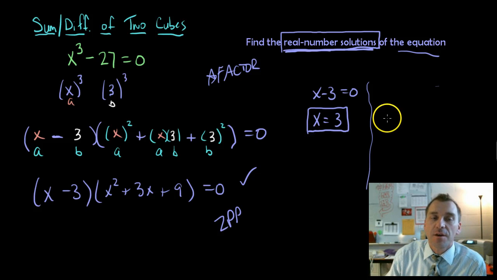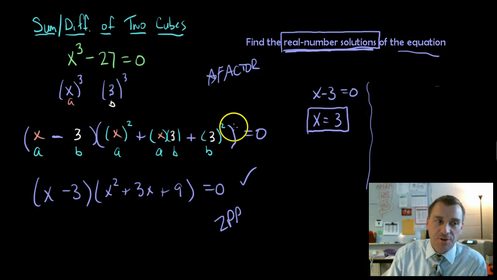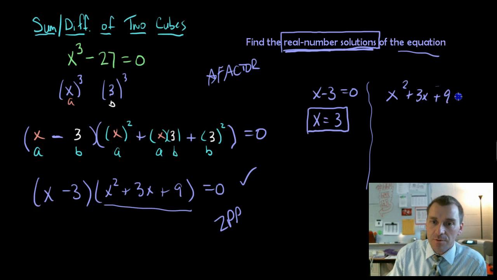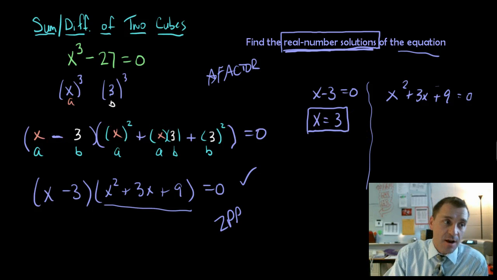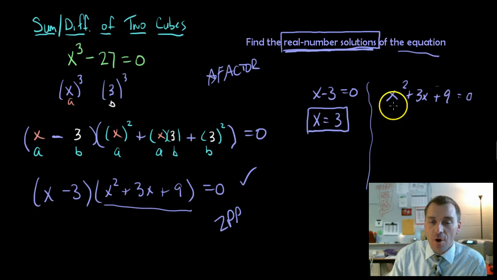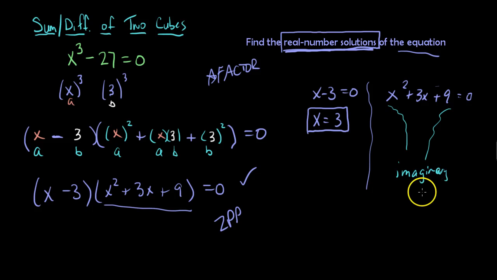And here comes the thing that you want to slow down for and make sure you write this down, because when you set this whole trinomial equal to 0, I'm going to tell you, sparing you the details, every single time you solve this for x, you're going to get imaginary solutions over here. Always. Always.